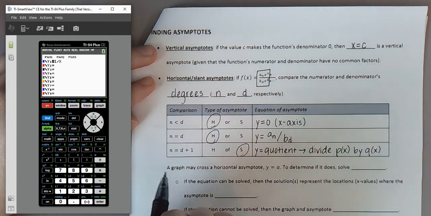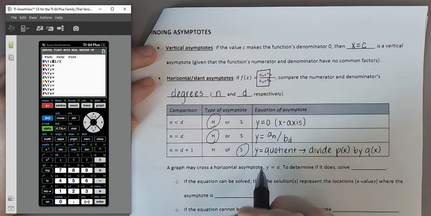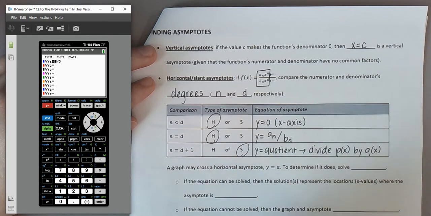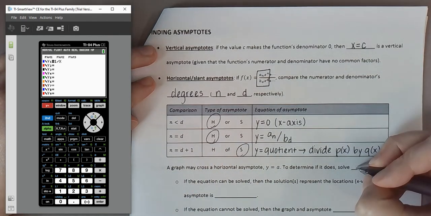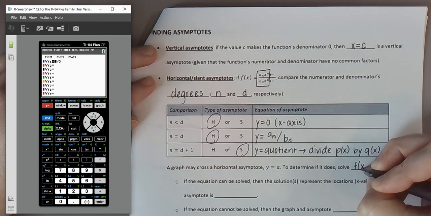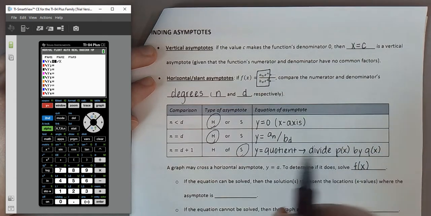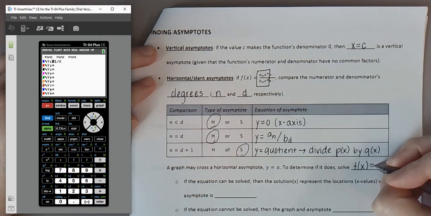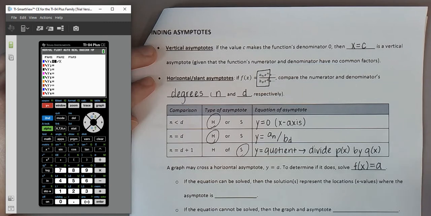So whatever the actual quotient is, that's going to be the expression we have for the slope-intercept form of our line. Now a graph can cross a horizontal asymptote. If we have one of these asymptotes, the graph may cross it. To determine whether or not it does, we're going to take the function, f of x, our actual rational function, and set it equal to whatever value we have representing the location of our asymptote. Essentially we're taking the equation of the asymptote and setting it equal to the equation of the function. We're looking for values that they have in common.